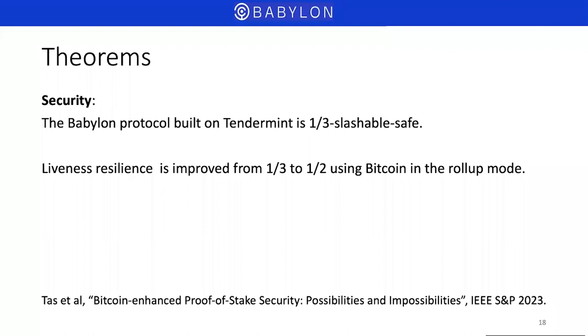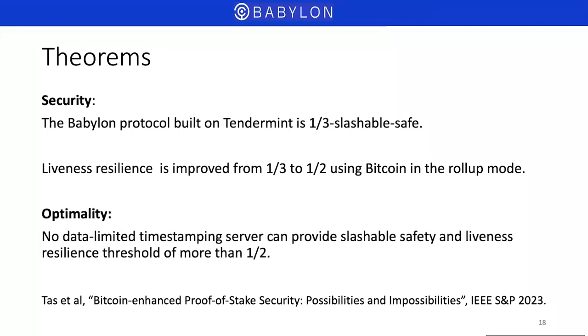However, we also showed that as long as your timestamping service is data limited and you want to provide slashable safety, then the liveness resilience threshold cannot exceed one half. And that's due to the data availability constraint. Because your data is limited, you cannot put all the data onto Bitcoin. You also cannot exceed a liveness resilience of more than one half. Okay, so that's what we show in this paper.